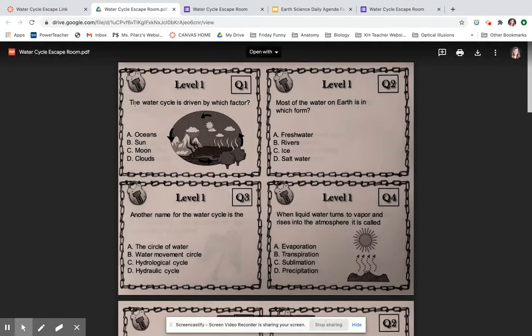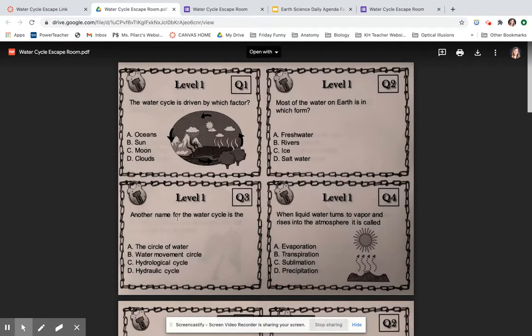Again, get out some scratch paper, and you're going to write down your answers for questions 1 through 4 on level 1. So question number 1 says, the water cycle is driven by which factor? Oceans, the sun, moon, or clouds? The answer for this one should be B, the sun. So on my piece of paper right now, I'm going to write number 1 is B, because we're going to need that later. Question number 2, most of the water on Earth is in which form? Freshwater, rivers, ice, or salt water? Well, most of the water on Earth is in the ocean, and so that would be salt water, D. So again, on my paper, I'm writing down number 2 is D.